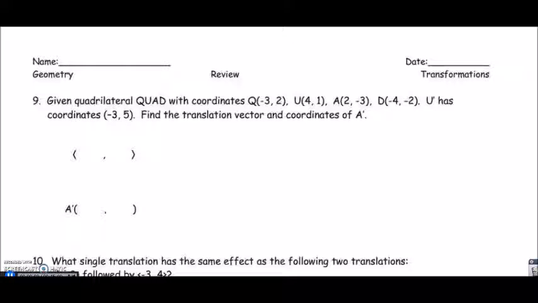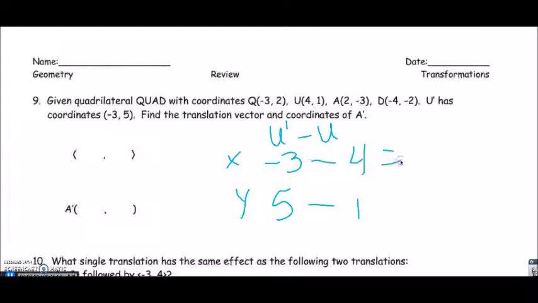Looking at number 9, given the quadrilateral QUAD with coordinates given, U prime has coordinates (-3, 5). Find the translation vector and coordinates of A prime. So you're going to take U prime minus U. Do this for X and do it again for Y. U prime has a -3 X and a 5 Y. Minus U has a 4 X and a 1 Y. So -3 minus 4 is -7. Feel free to use your calculator. 5 minus 1 is 4. So my vector is going to be <-7, 4>.